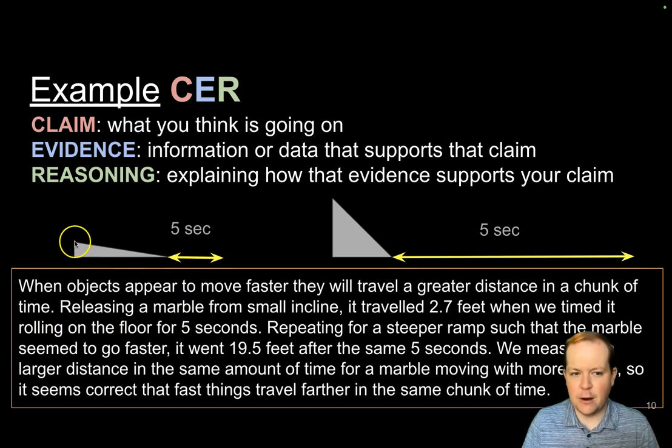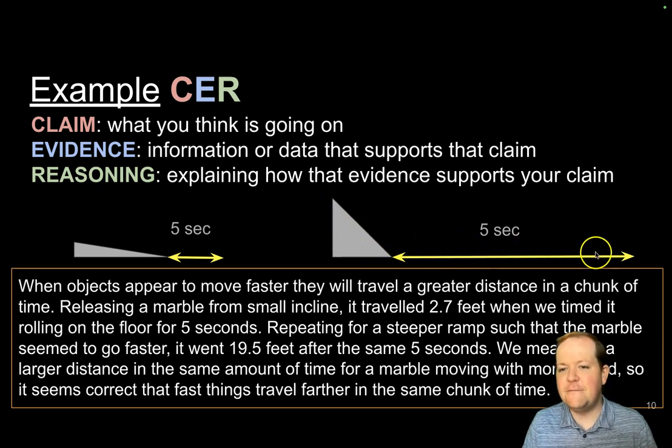Imagine I had a marble and I released it from this ramp, and then for 5 seconds we measured how far it traveled. Maybe we had a smartphone which can do slow motion video and we can see exactly how far it travels in a certain chunk of time. Anyway, we measured the distance, how far it traveled in 5 seconds in this setup, and then we repeated the setup so that the ramp is steeper. So it seems like the marble is going faster, and again, in 5 seconds we measure the distance, and in this example, let's pretend we measured a larger distance. Anyway, releasing a marble from a small incline, it traveled 2.7 feet when we timed it rolling on the floor for 5 seconds. That's what this is showing right here.